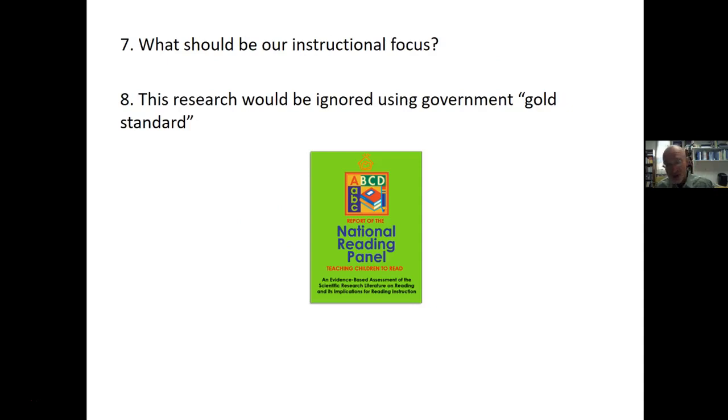So what should be our instructional focus? Again, creating meaning with print, identifying the big ideas. This does not mean that word accuracy is not important. This does not mean that phonics is not important, but this should be set within a meaningful context to the greatest extent possible. And the biggest idea: this research and a lot of other great research that helps support theoretical perspectives would be ignored using the government's standard or the gold standard as described by the government. The gold standard really is like the lead standard.